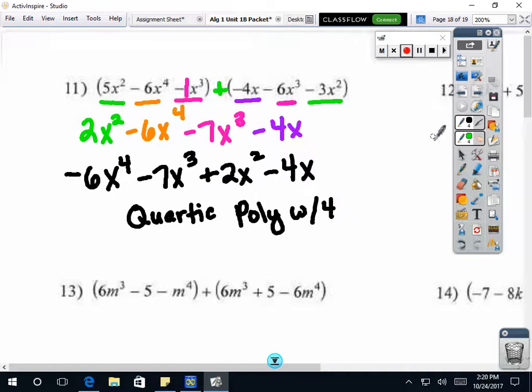Okay, problem number 12. It's nice. Just leave it open, okay? Not all the way, just kind of crack it. Not yet, not right now.